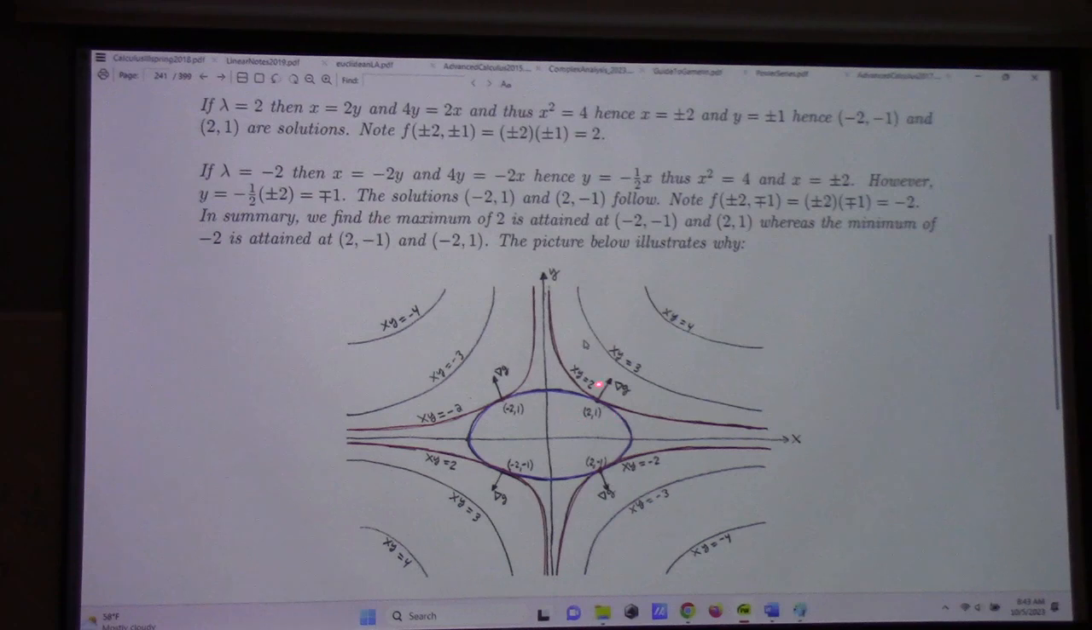I should actually calculate the value of the xy function. I guess we could figure it out. What's the value of the xy function here? x times y is 2 times 1, which is 2. x times y is minus 2 times minus 1, which is 2. So we have a maximum here, and we have the minimum there and there. And that's it.